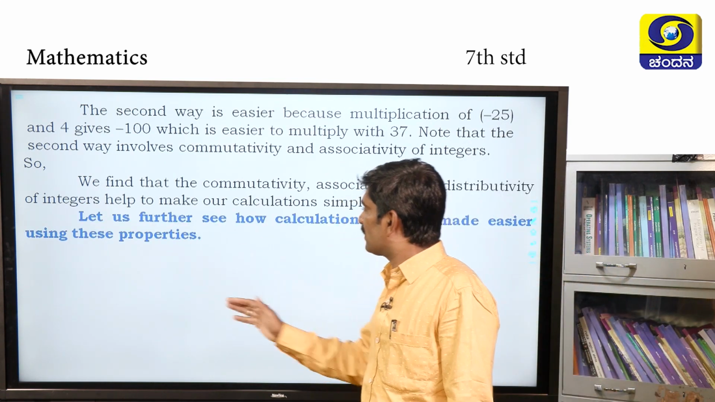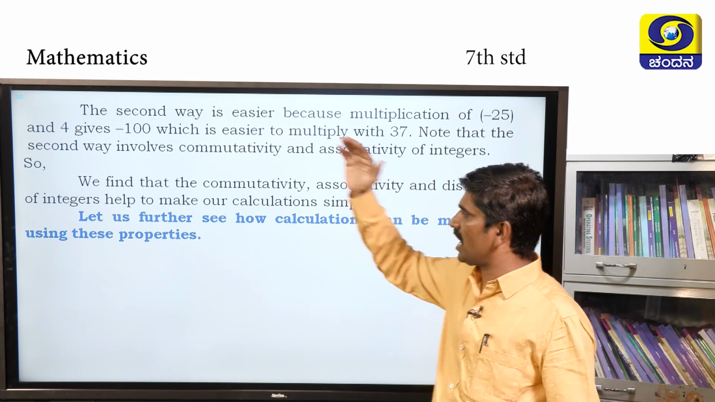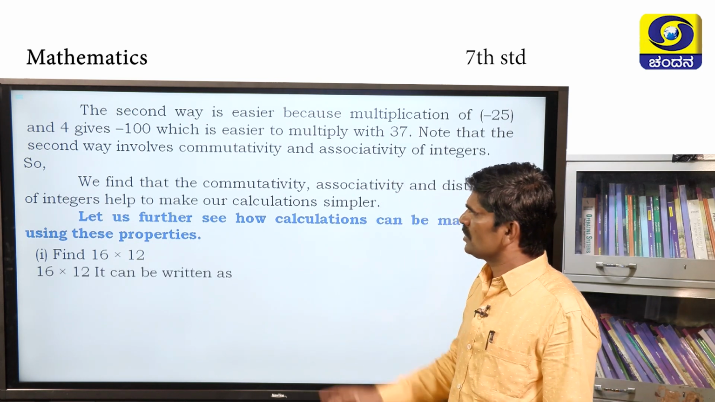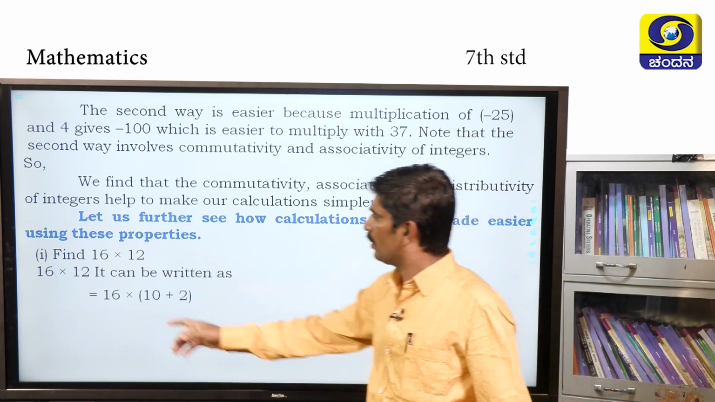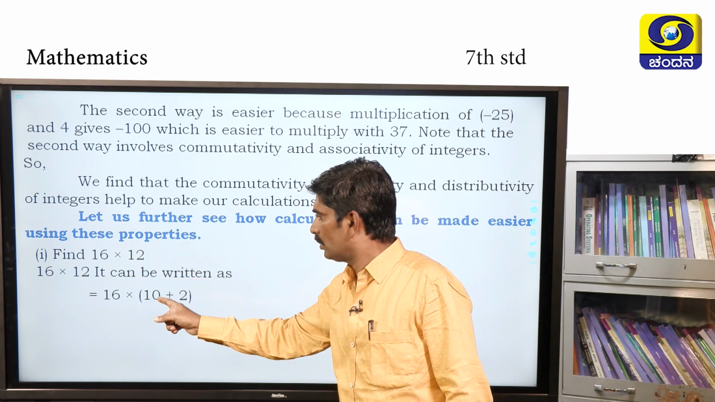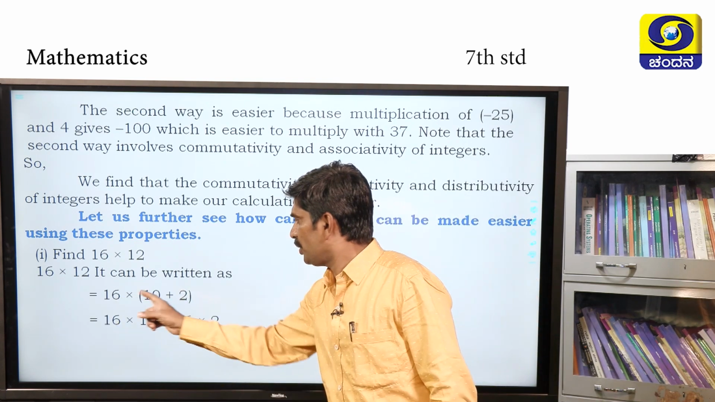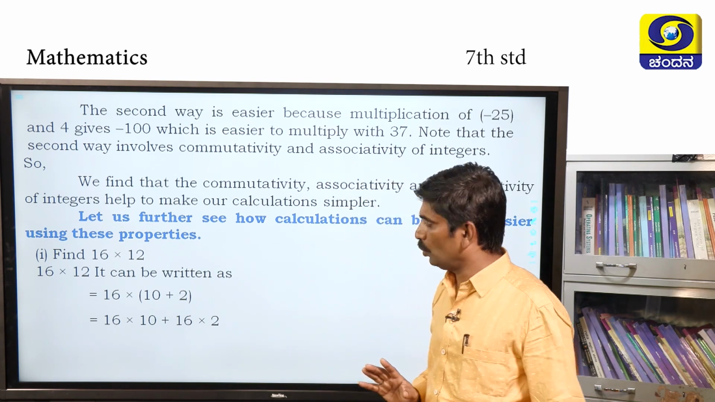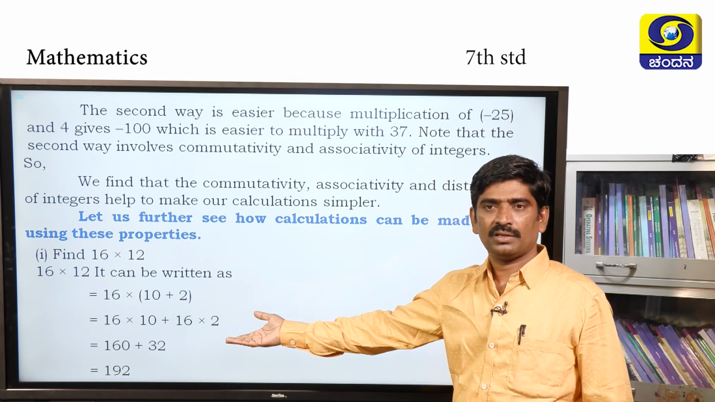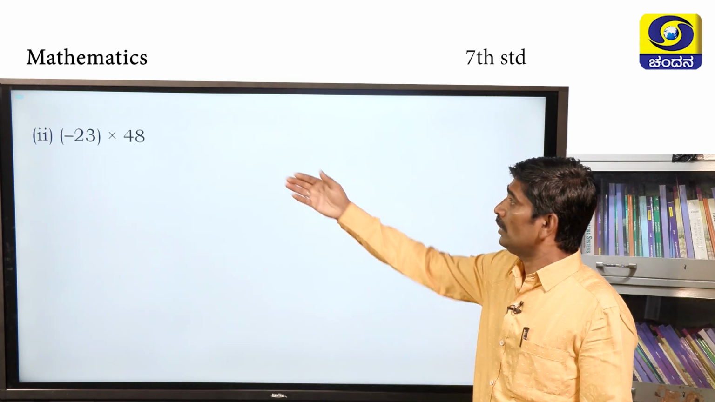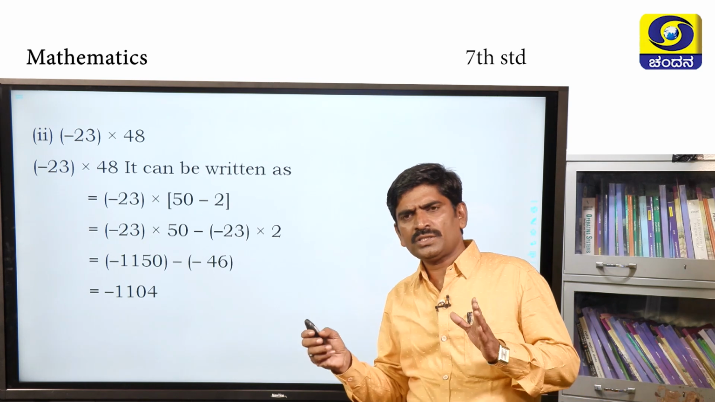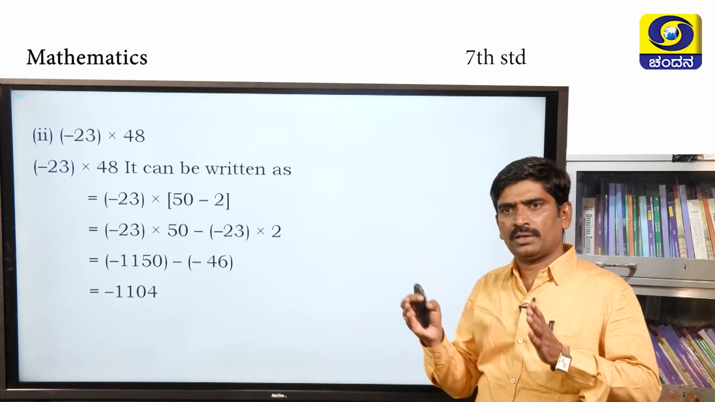Next, let us further see how calculations can be made easier using these properties. Find 16 into 12. It can be written as 16 into (10 plus 2), that is 16 into 10 plus 16 into 2, that is 160 plus 32, that is 192, very easy. Similarly, minus 23 into 48. These are the integer multiplication properties and their meaning.